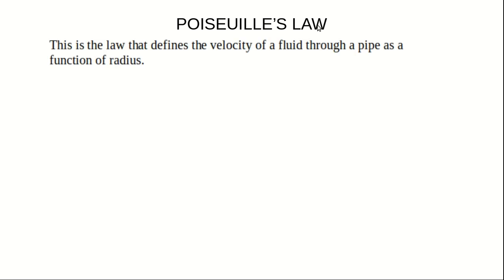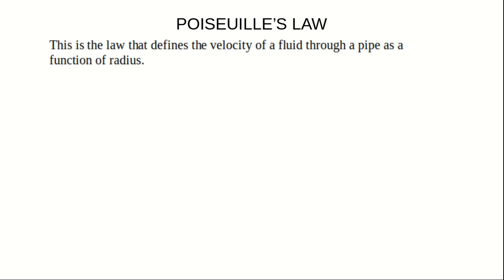In this video we are going to be looking at Poiseuille's law, which is one topic in fluid mechanics. This law defines the velocity of a fluid through a pipe as a function of radius. What that means is that as you increase the radius from the center towards the edge of the pipe, the velocity of the fluid tends to reduce. This is due to the viscosity of the fluid.